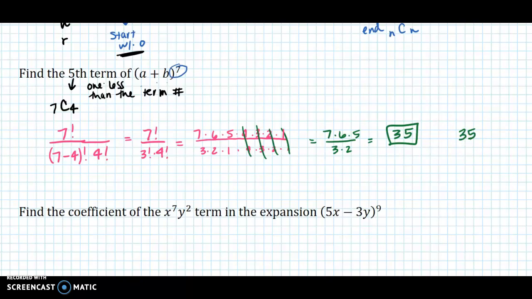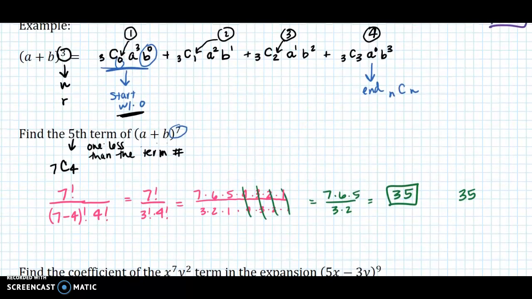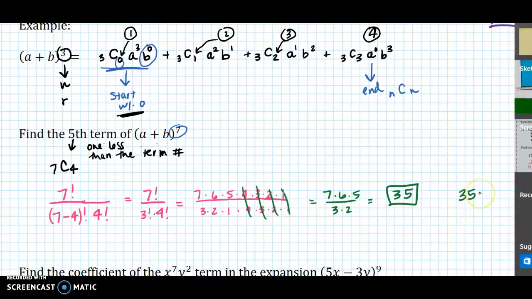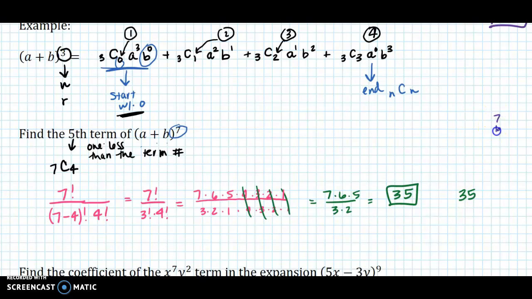And then remember your power rules. If you're going to be on the fifth term, think about the fact that you start at 7, and then you decrease 7, 6, 5, 4, 3, 2, 1. So this would be 1, 2, 3, 4, 5. So it would be a to the third, b to the fourth, remembering that both of those still need to add up to 7.